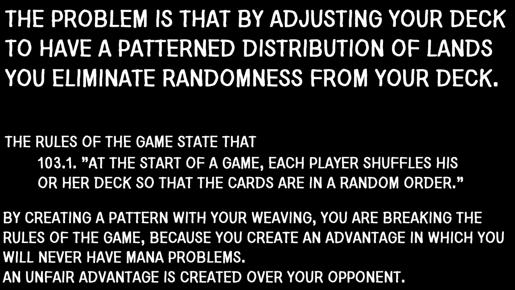However, there's an inherent problem by adjusting your deck and creating a ratio of lands to spells that you've now influenced. It's that you've eliminated all randomness from your deck, and the rules of the game, in article 103.1, state that at the start of the game, each player shuffles his or her deck so that the cards are in a random order. By creating a pattern with your mana weaving, you're breaking the rules of the game because you've created an advantage in which you will never have mana problems because your deck's not in a random order.